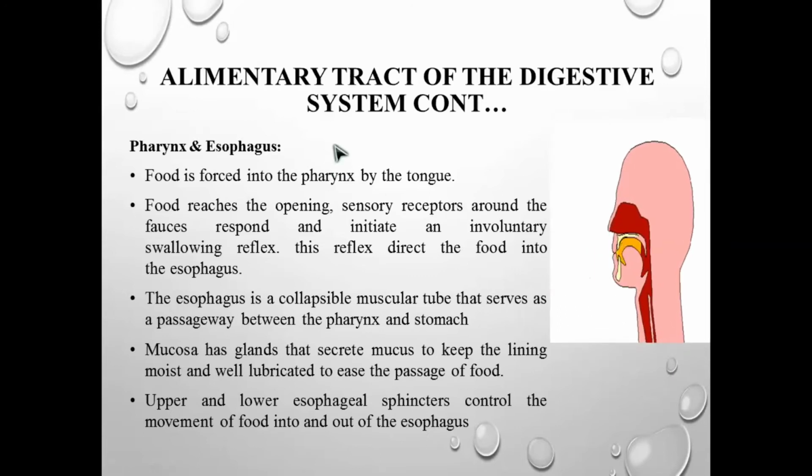The food is forced into the pharynx by the tongue, as I said. When food reaches the opening, sensory receptors around the fauces respond and initiate an involuntary swallowing reflex. This reflex directs the food into the esophagus. The esophagus is a collapsible muscular tube that serves as a passageway between your pharynx and the stomach. So as I said, the esophagus is going to collapse. It's an elastic pipe, which is very flexible.